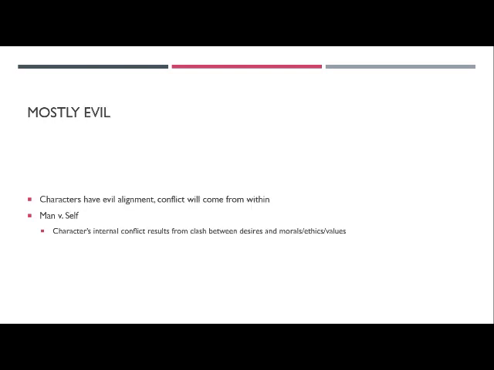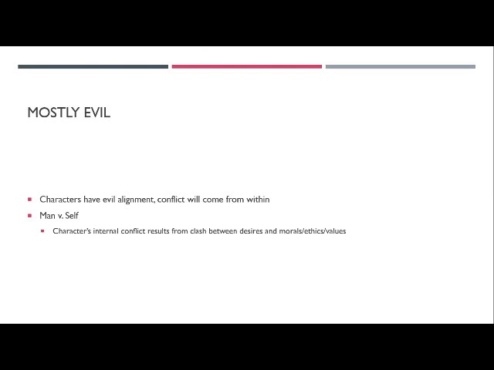When characters are mostly evil aligned, then the conflict will often come from within themselves as they struggle with their selfishness and morality. This kind of conflict is called man versus self. Officially, the definition is that a character's internal conflict results from a clash between desires and morals, ethics, or values. Man versus self is the only example of internal conflict you'll see in literary works and involves a character experiencing conflict within his or her own mind.